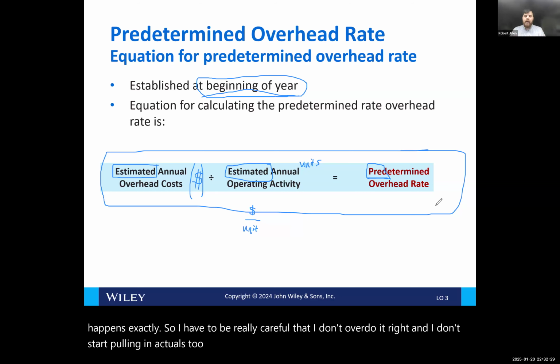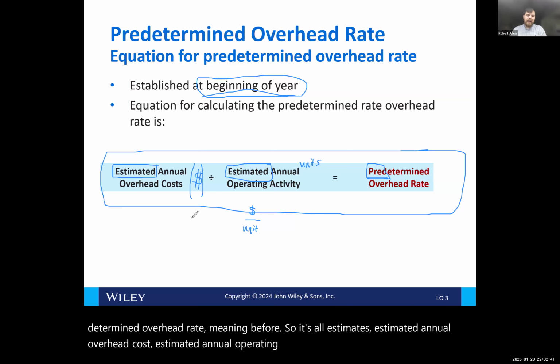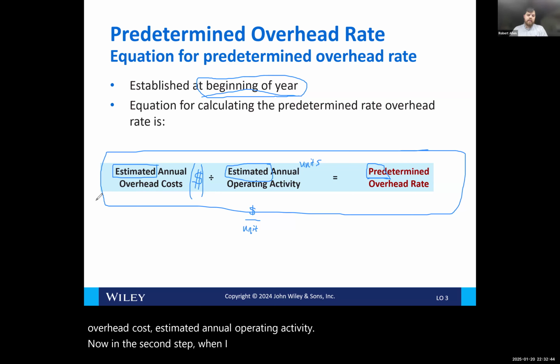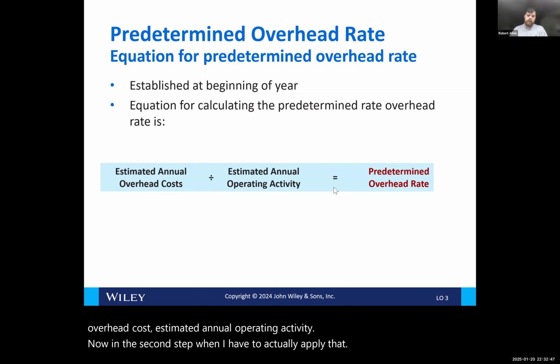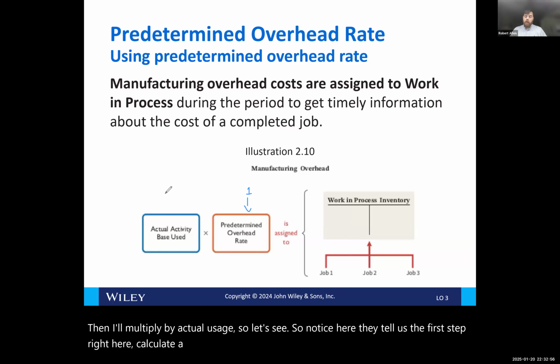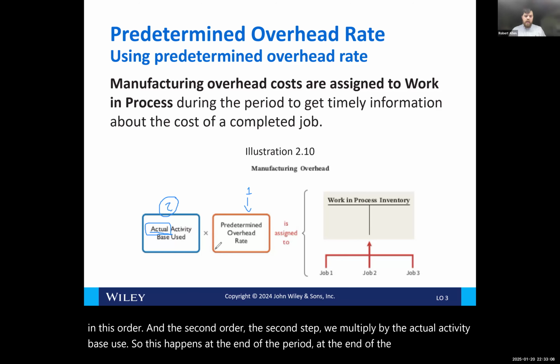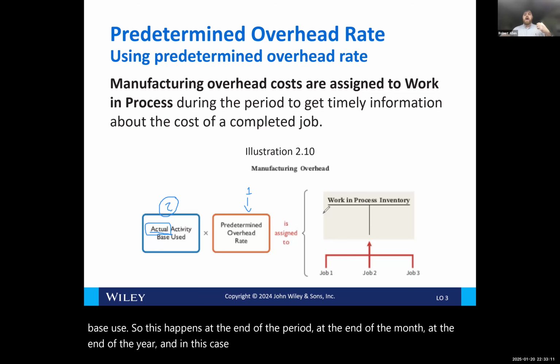So in the first step, I have to calculate this predetermined overhead rate, meaning before. So it's all estimates. Estimated annual overhead cost, estimated annual operating activity. Now, in the second step, when I have to actually apply that, then I'll multiply by actual usage. So notice here, they tell us the first step right here, calculate a predetermined overhead rate. I don't know why they put them in this order. And the second step, we multiply by the actual activity-based use. So this happens at the end of the period, at the end of the month, at the end of the year. And in this case, this will give us my applied overhead.